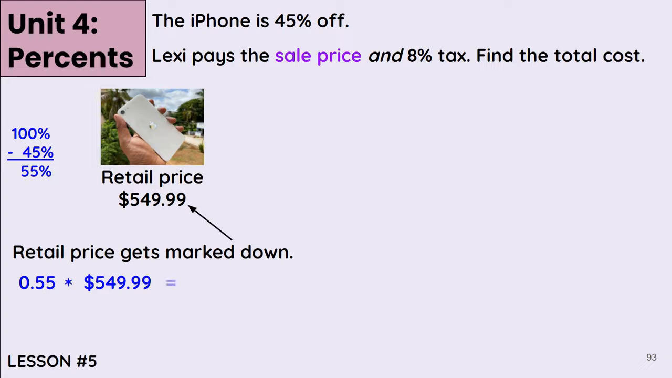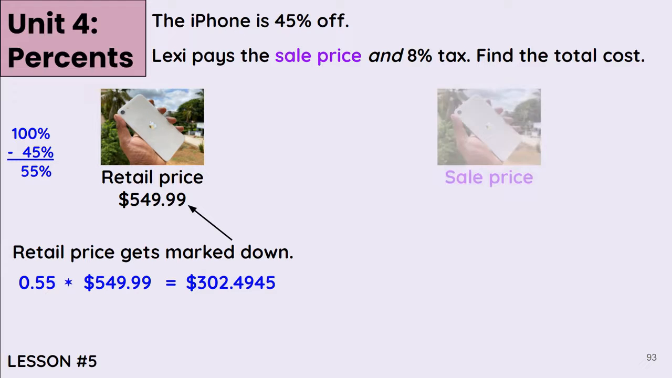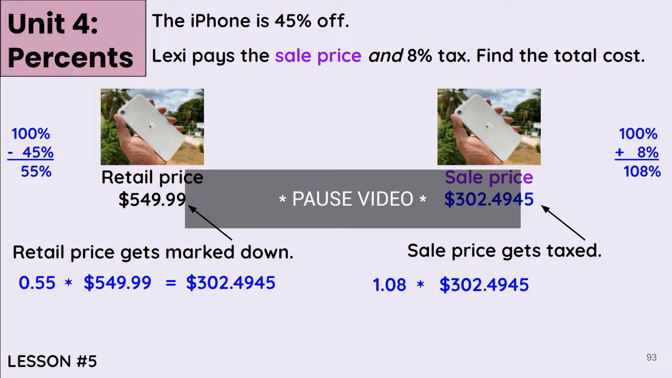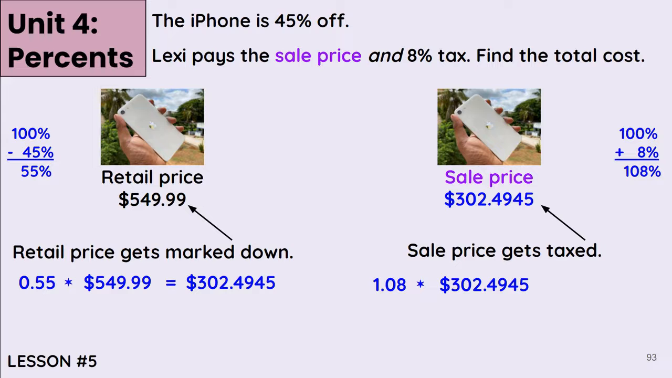All right, when you calculate this, you should get this long decimal, and you're going to keep the entire thing and bring it over for sales price. We're not going to round yet. We're going to find that long decimal with 8% tax. So that means that Lexi's going to have to pay 100% of the price and 8% extra. That's 108%. So go ahead and do 1.08 times that long decimal. All right, you should get, when rounded to the nearest penny, $326.69.